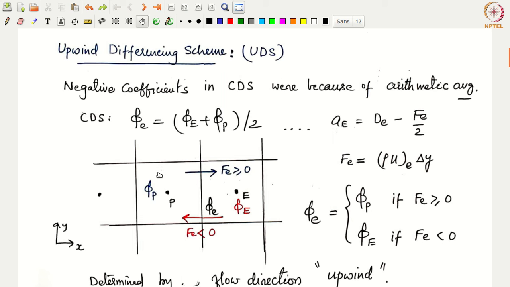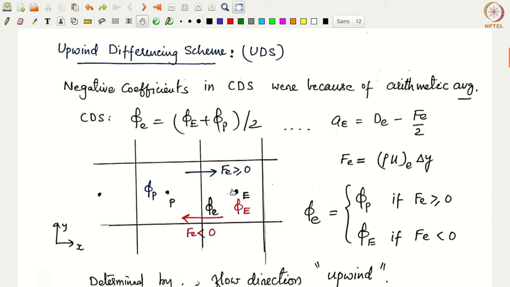So essentially, up of the flow. So that is the direction. So assign phi little e equals phi P if Fe is greater than or equal to 0. That is the first condition. If Fe is less than 0, then take phi little e equals phi capital E. That means Fe is in this way, then take the up direction.